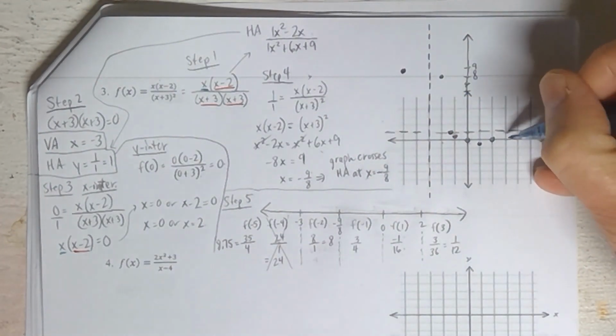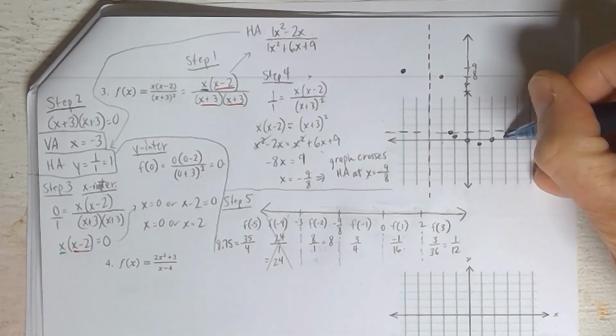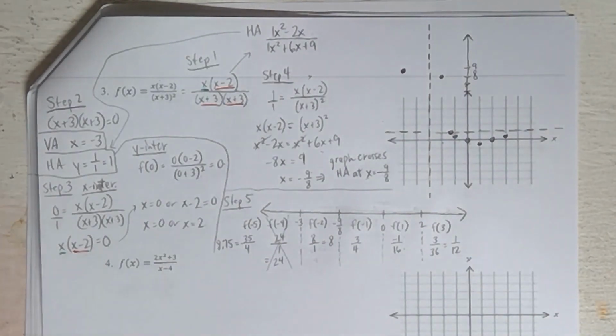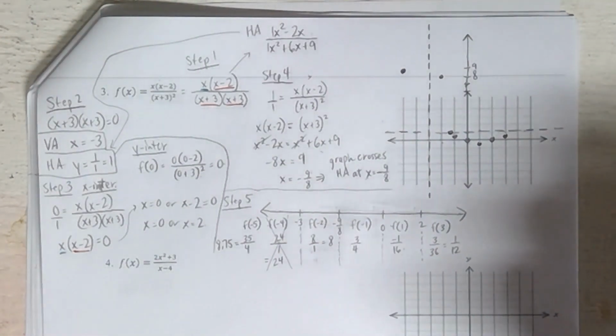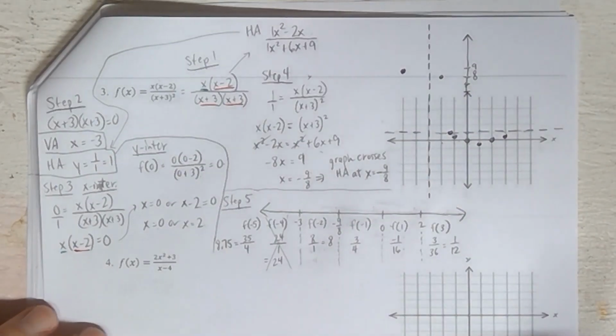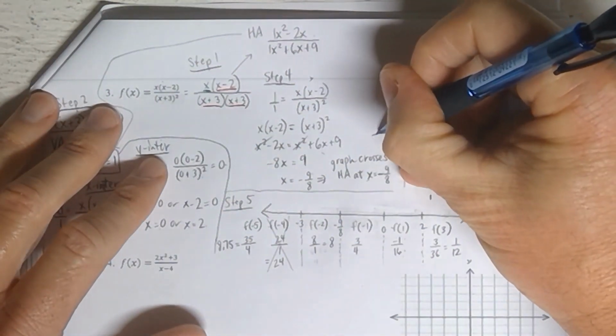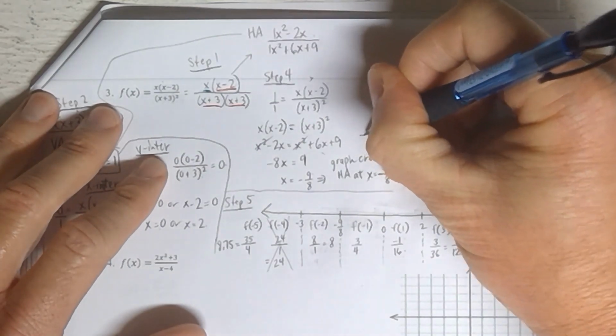F of 3 is 1/12, which is positive 0 point something in your calculator. And so I'll put it between 0 and 1 as far as the y's are concerned there. All right, so we've got all our points that we need on our graph here, and the asymptotes too. Now what do we do? As we've done on the previous two problems, I'm going to extend out my horizontal asymptote here a little bit.